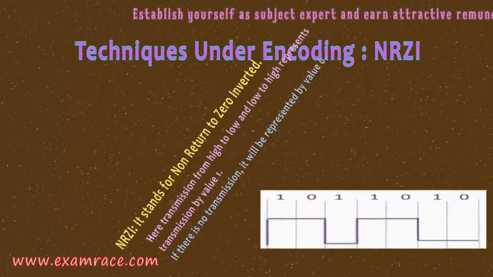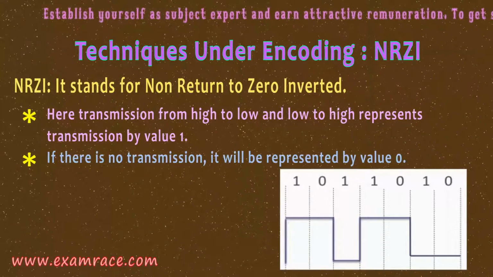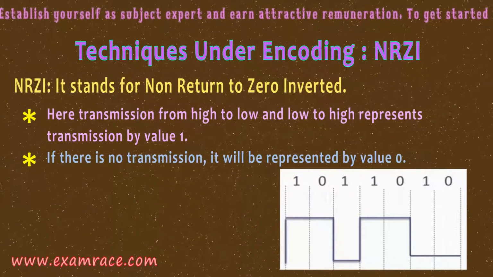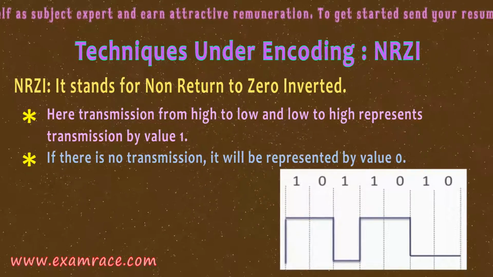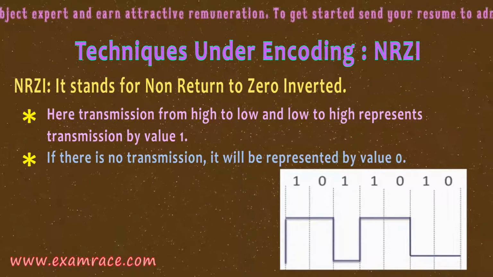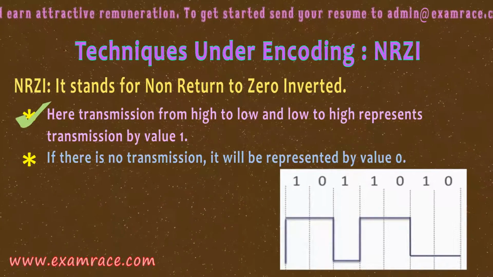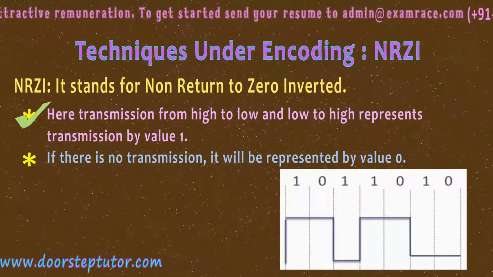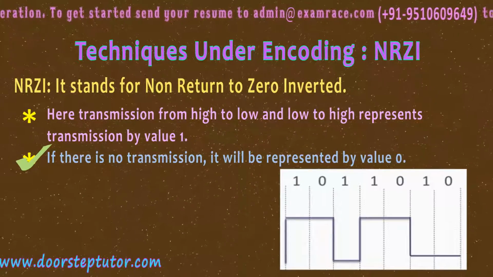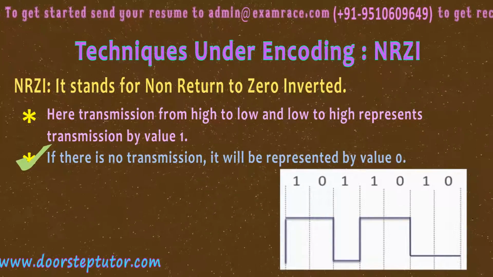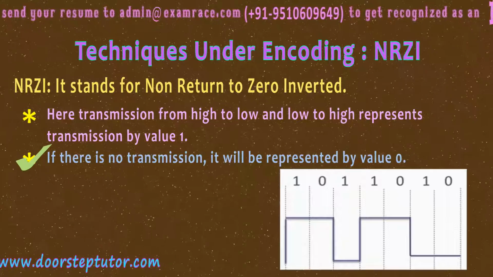So let's move to the next slide, that is NRZI. It stands for non-return to zero inverted. This is a very common full form which usually comes in the UGC NET exam or any other competitive exam. So how it works actually: the first point is that a transition from high to low or low to high is represented by 1. If there is no transition, it will be represented by the value 0, and if there is a transition from high to low or low to high, it will be represented by 1.